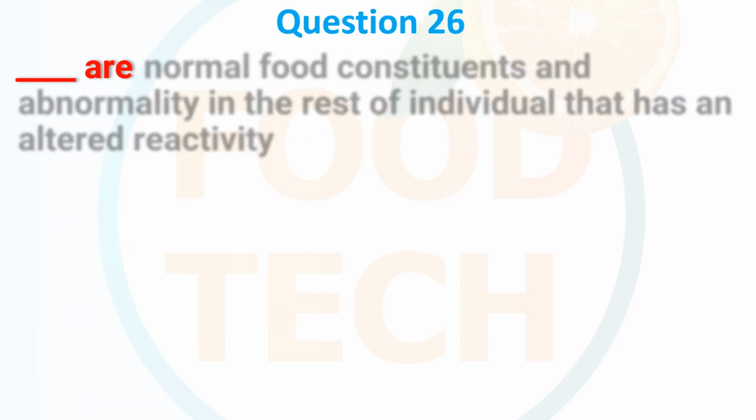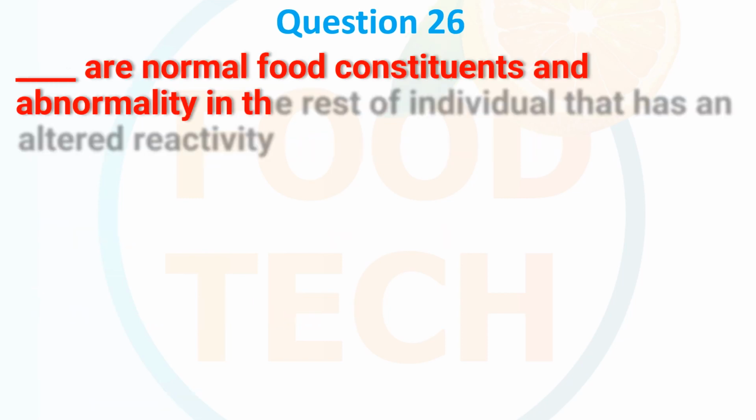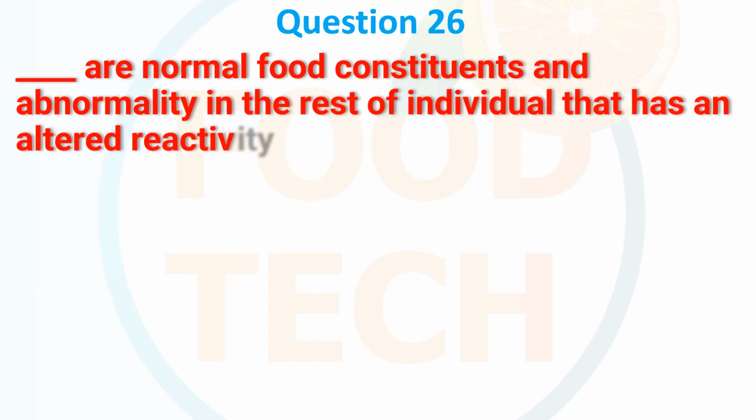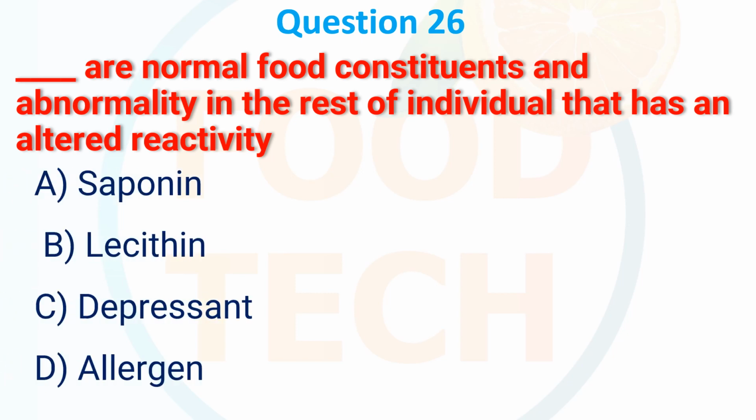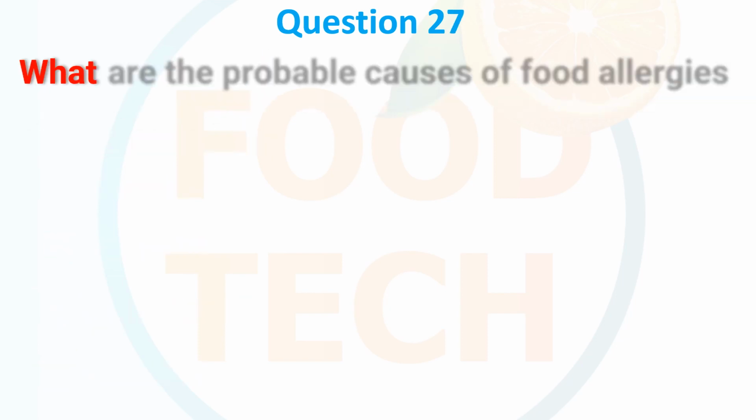Dash are the normal blood constituents, and abnormality in certain individuals alters the reactivity. A. Saponin, B. Lecithin, C. Dispersant, D. Allergen. The answer is D. Allergen.